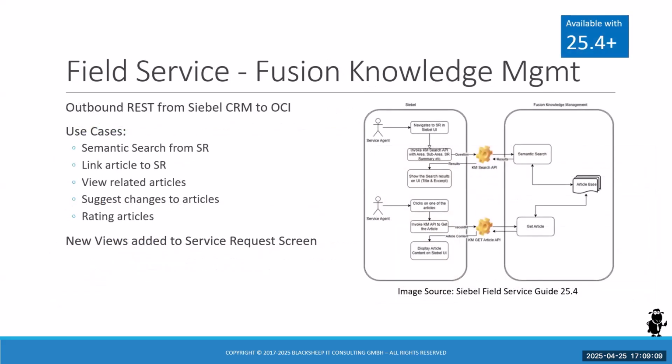There are several new views and use cases built into Siebel Field Service. So in the service request screen, you can do a semantic search in that Fusion knowledge base. You can see the articles, browse the articles in Siebel, link them to the SR, view the related articles to an SR, and suggest changes even. So there's a lot going on. And this is all outbound REST, so very modern, very tight integration. So anyone in the room on Siebel Field Service or having worked on Siebel Field Service?